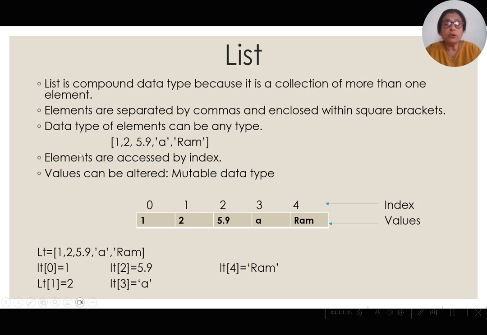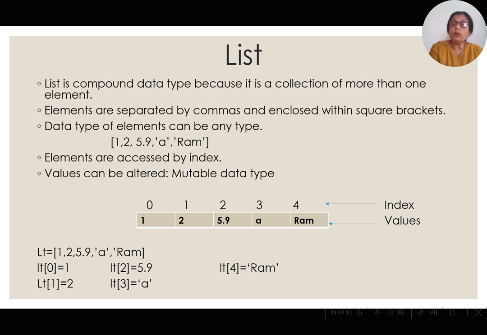Now just see this list. Look here: 1, 2, 5.9, A and RAM. These are the elements of the list and all are separated by commas. How many elements are there? There are 5 elements; the first two are integers, the third one is a floating point, and the last two are strings. That means our list can carry any type of data. Here also the elements are accessed by index. Look at the example: 1, 2, 5.9, A, RAM are the values, with indexes 0, 1, 2, 3, 4.